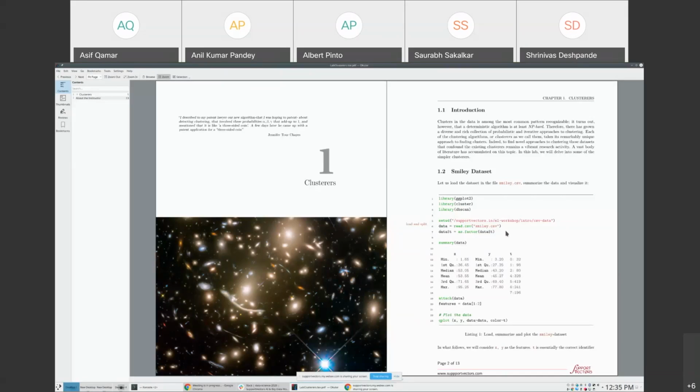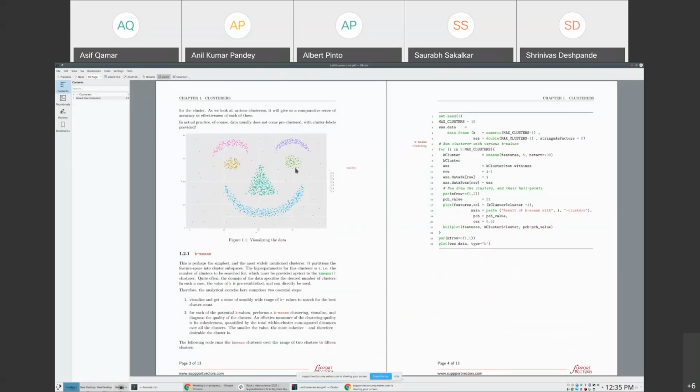So, we load the data. I'll give you the solution today in both R and Python. I will walk through both. R is simpler, quicker, so let me go through R. Loading the data is easy. Summarizing the data is easy. Plotting the data is again easy. So this is the plot of the data.